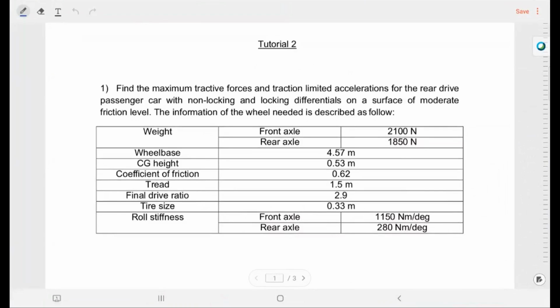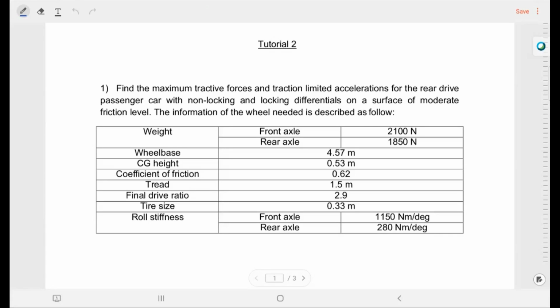Okay. The question one is related to the maximum tractive force. Maksudnya F max ni. F max. Okay, dia kata soalan dia, find the maximum tractive forces and traction limited accelerations for the rear drive passenger. Maksudnya dia rear wheel drive passenger car with non-locking and locking differentials on a surface of moderate friction level.